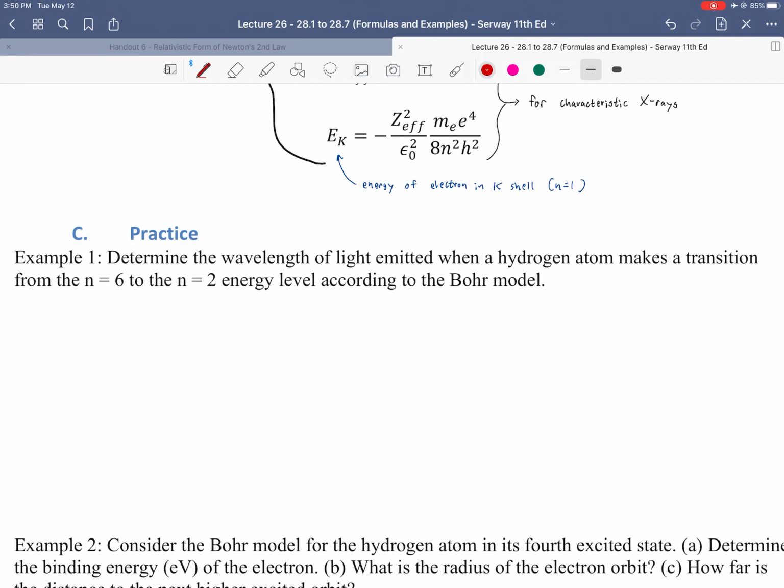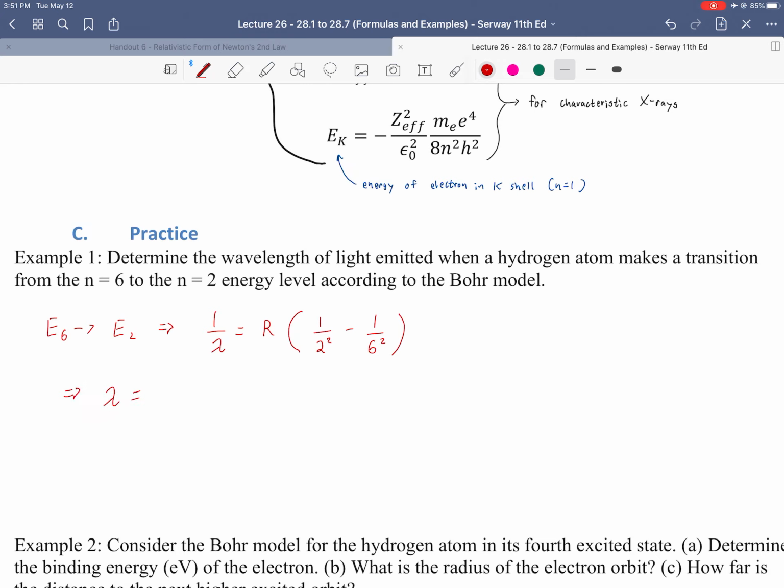Example 1. Determine the wavelength of light emitted when a hydrogen atom makes a transition from 6 to 2. So from the 6th state to the 2nd state. Okay, so we have the energy going from 6 to 2, so E6 to E2, and this is emitted, so it's relaxing. So then we should just be able to use this expression. All right, R, and we have 1 over 2 squared, because that's our final state, and our initial state was n equals 6. Okay?